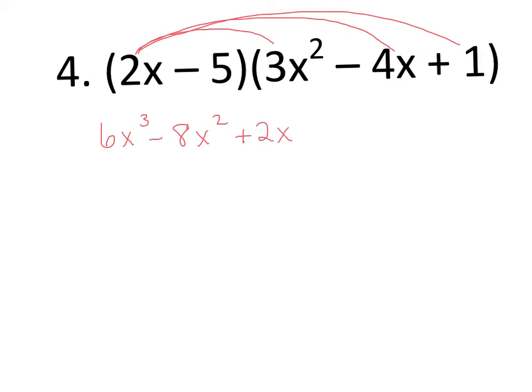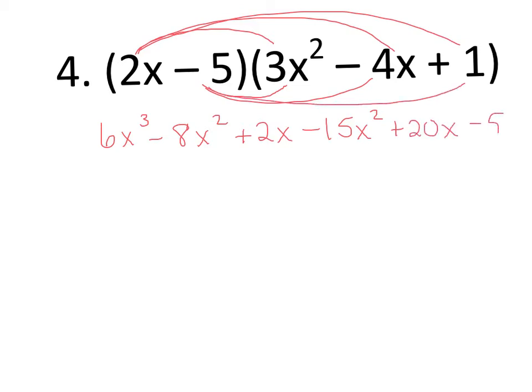All right, so I took it to all 3 parts. Now I'm going to do the same thing with the negative 5 and make sure we take that negative along with the 5. So I'm going to take it to the 3x squared and get negative 15x squared, negative 5x, or sorry, negative 5 times negative 4x is plus 20x, and then negative 5 times 1 is negative 5.